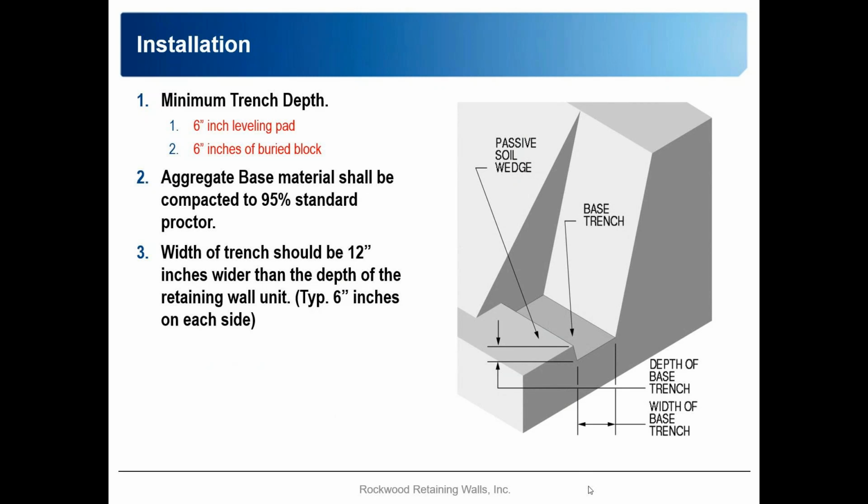Getting into the installation process, I've mentioned this a couple of times already. We want to have a minimum of 6 inches of block buried, and our trench depth, the leveling pad thickness, is 6 inches. So in pretty much any case, from where the finish grade is out in front of the wall to the bottom of our trench is going to be about 12 inches. This material that we're putting in the trench, we want it compacted to 95% standard Proctor.